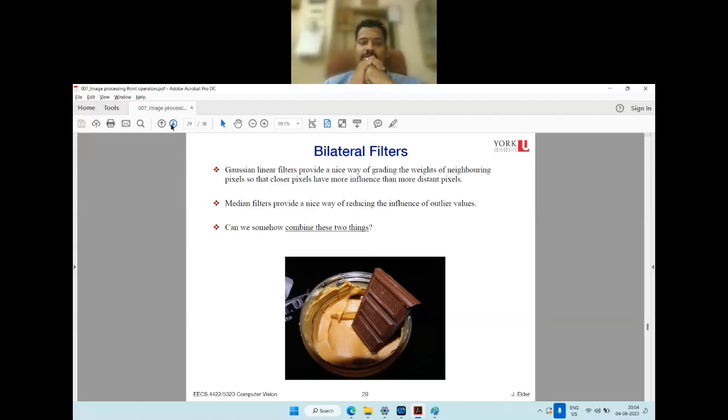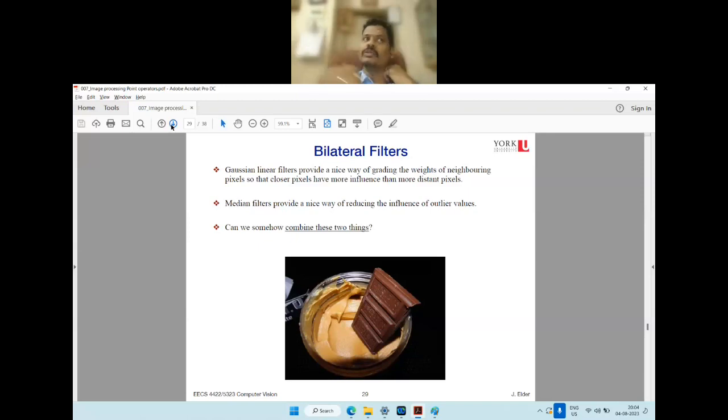And bilateral filters. This is also a very important nonlinear filter. The Gaussian filter, which we have studied in the previous slides, provides a nice way of grading the weights of the neighboring pixels, either through a probability distribution function or by a 5 cross 5 kernel, so that the closer pixels will have more influence than the distant pixels. But median filters provide a nice way of reducing the influence of outliers.